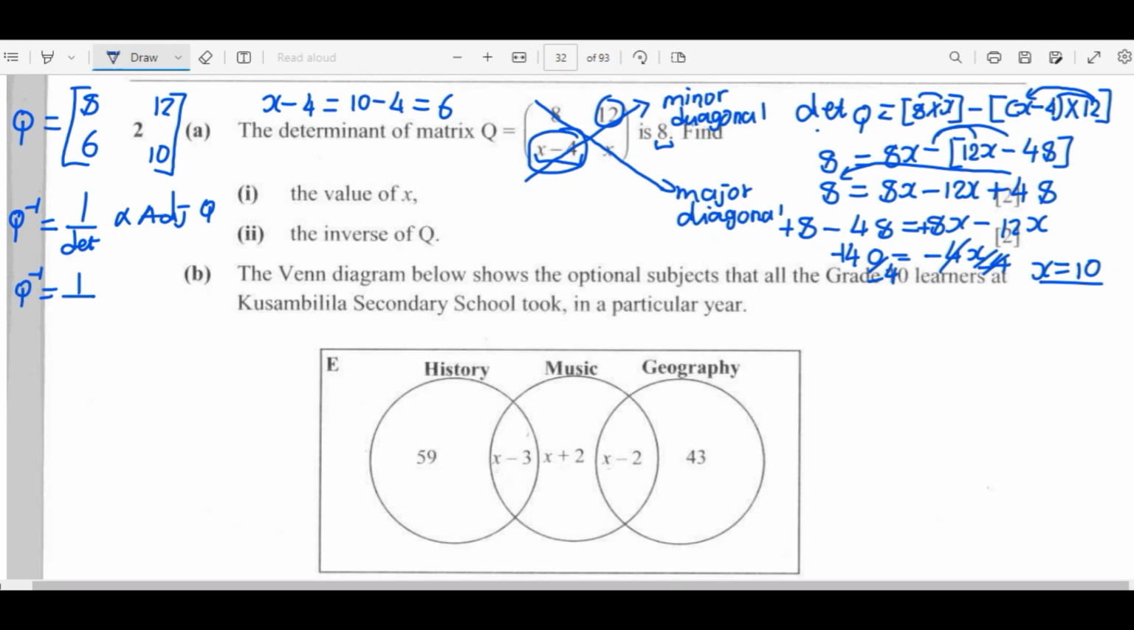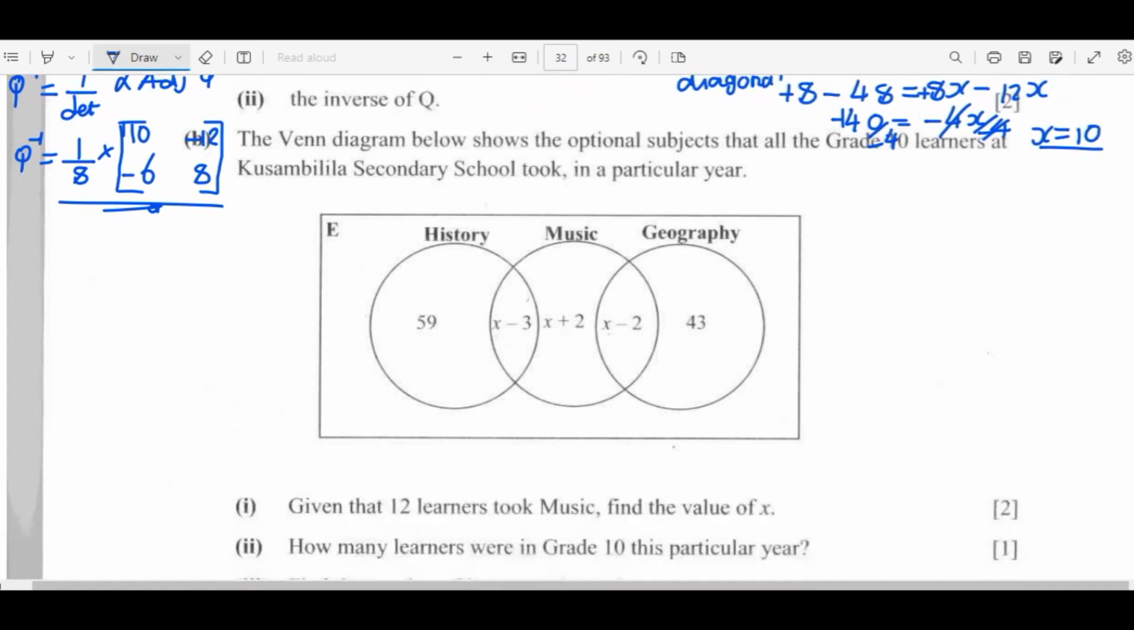Right, so it's 1 over the determinant of Q, multiplied by. So now what happens if you are trying to find the adjoint? The adjoint will begin with the major diagonal. For the major diagonal, you interchange the positions. So the 10 will replace 8, and the reverse is also true. So our 10 will move to this point, then our 8. For the minor diagonal, you don't have to change the position. What happens is you just change the signs of the elements. So this becomes negative 6. Then here we have negative 12. So this is our final answer.